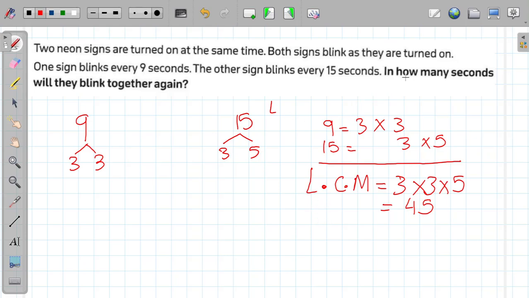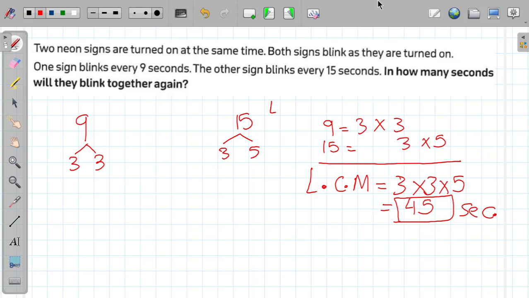So in how many seconds will they blink together again? I think it will be after 45 seconds. Okay, so after 45 seconds they will blink together at the same second.